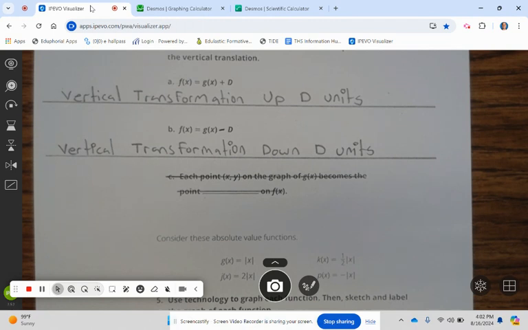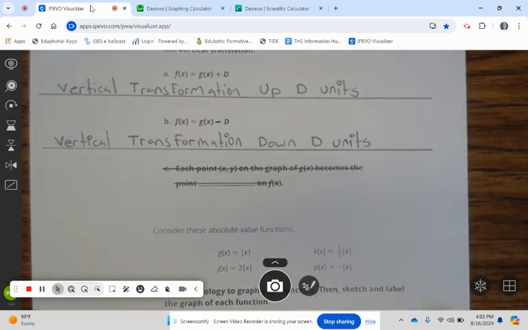A. F of x equals g of x plus d. Vertical transformation up d units. B. F of x equals g of x minus d. Vertical transformation down d units. Go ahead and mark out C.